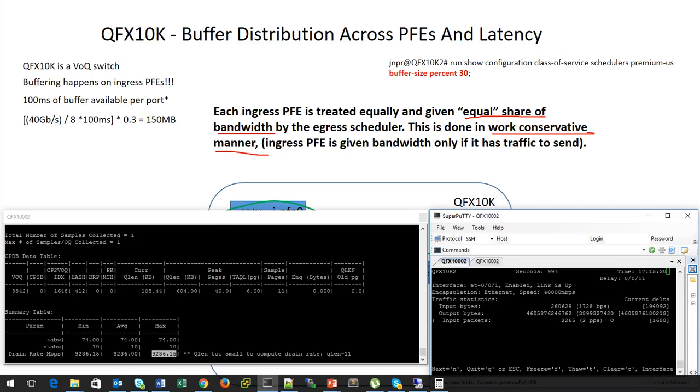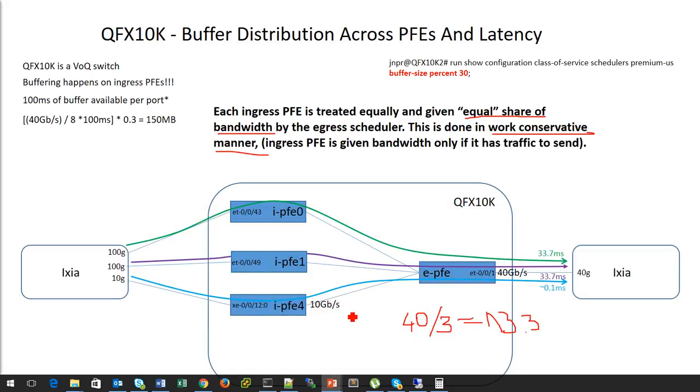But we know the drain rate is about 10 gig per second. That leaves us with 10 gig for this one. And if our mathematics is correct, these two packet forwarding engines will get 15 gigabits per second.